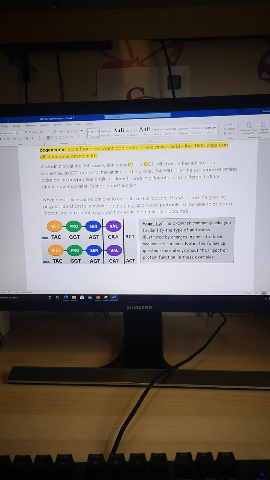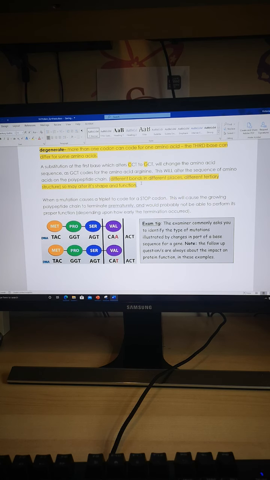So at the bottom of the page, we've got an examiner's tip here. The examiner commonly asks you to identify types of mutation. So you have to look at the code and see what's happened to the code. Sometimes they present it in DNA, sometimes they present it in RNA. The follow-up questions are always about the impacts. There's a big strong link now to structure, the primary structure. If it does change, does that give you a change in tertiary structure? So it's really important that the depth to your answers includes your protein structure knowledge.